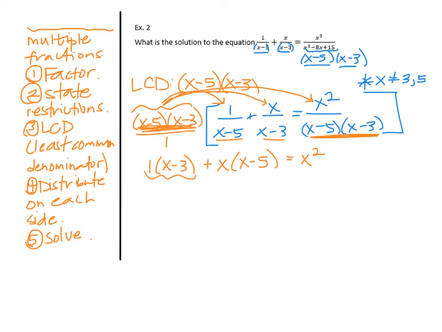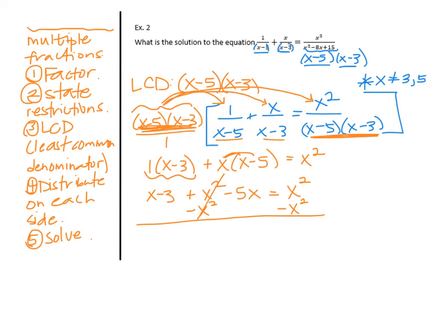1 times x minus 3 is just x minus 3. Plus, we have x times x minus 5. I have to distribute that in to eliminate the parentheses, and that would give us x squared minus 5x. On the right, we have x squared. So notice anytime we have a quadratic, typically what we would do is we'd set our equation equal to 0. But if I move x squared over, now they cancel out. That's awesome. That means we don't have to factor or use the quadratic formula to solve.